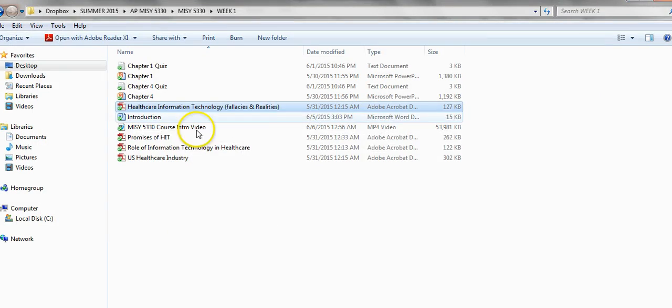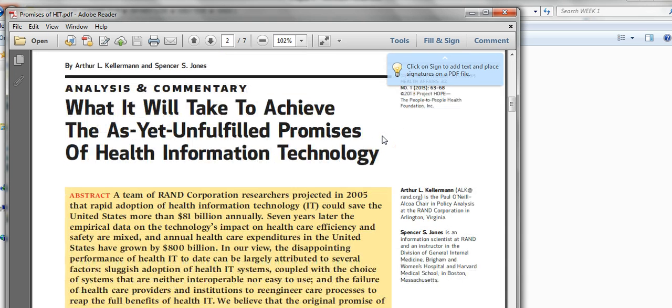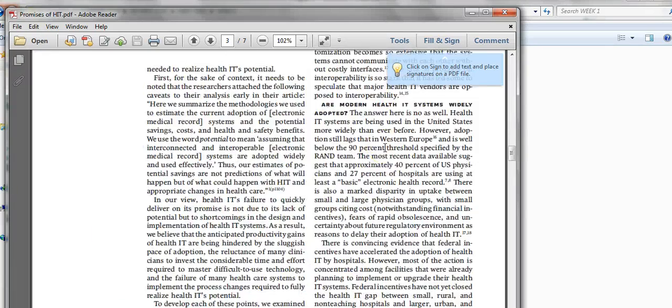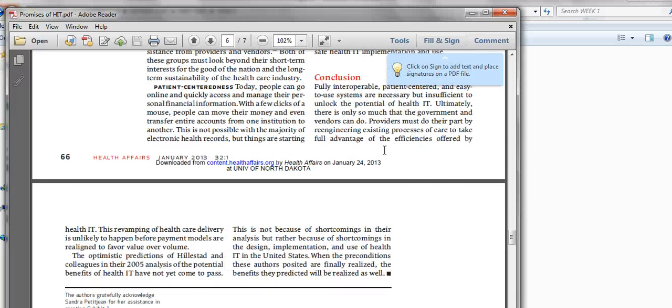Let's look at Promises of HIT. It's 7 pages, and it talks about what it'll take to achieve the as yet unfulfilled promises of healthcare information technology. And I'm skimming down to the conclusion. It talks about fully operative, patient-centered, easy-to-use systems. Ultimately, there's only so much the government can do. Providers must do their part by engineering existing processes to take full advantage of the efficiencies offered by health IT, and so on and so forth.